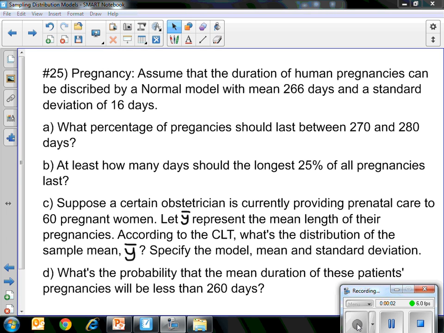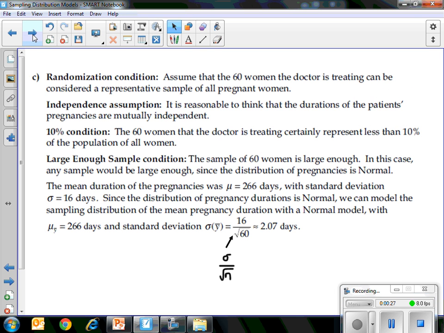Welcome back. So again, what we were just talking about is part C here, and we're actually looking to use the central limit theorem. To be able to do that, we have three conditions that have to be met about the problem. And then what's the distribution of the sample mean, and then specify the model and the mean and the standard deviation. So again, let's take a look at that.